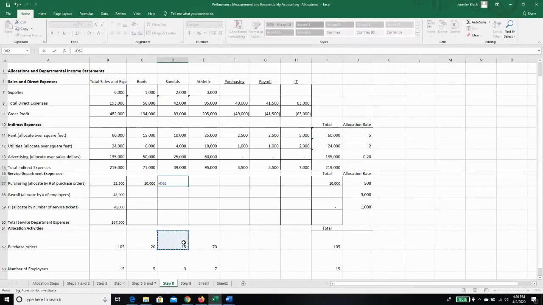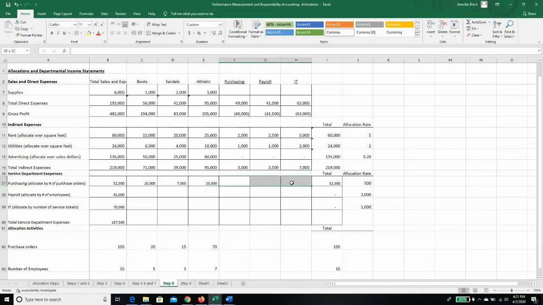Sandals opened 15 purchase orders. The allocation rate is $500 per purchase order. So Sandals is going to be allocated $7,500 of purchasing costs. Athletic, they opened 70 purchase orders times an allocation rate of 500. So they are going to be allocated $35,000 worth of purchasing costs.